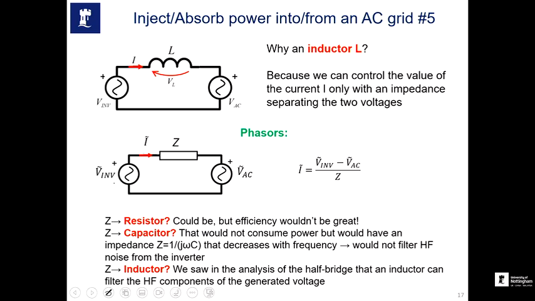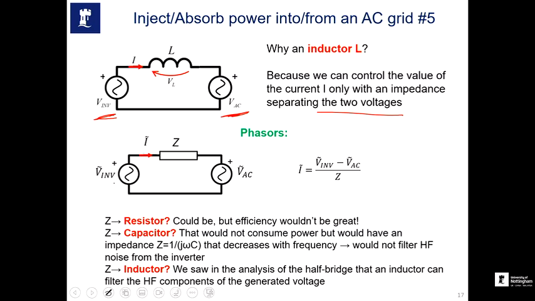Now, why do we need this inductor? As we mentioned, of course, we need it for filtering, but also between these two power sources, one is the V inverter, another is the V AC, we need something in between to separate the two voltages. Because if you don't have something, it's like a short circuit, you can't really connect them.